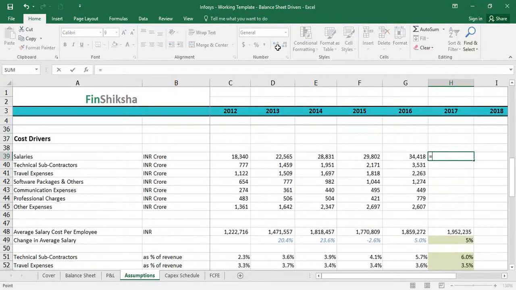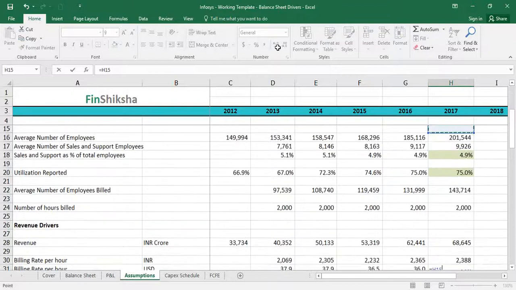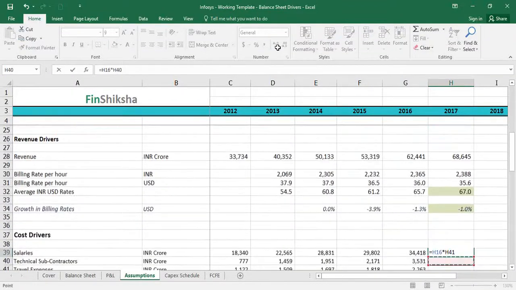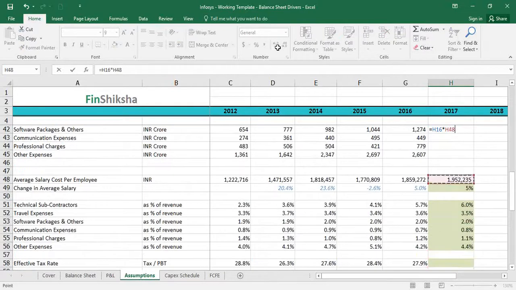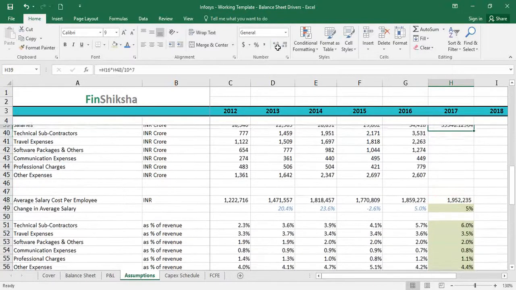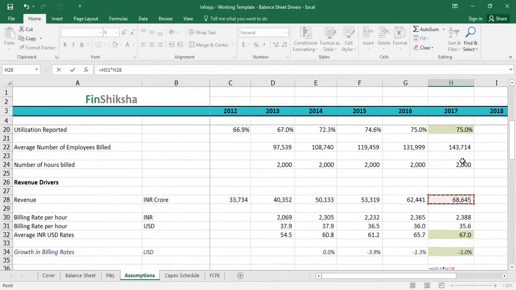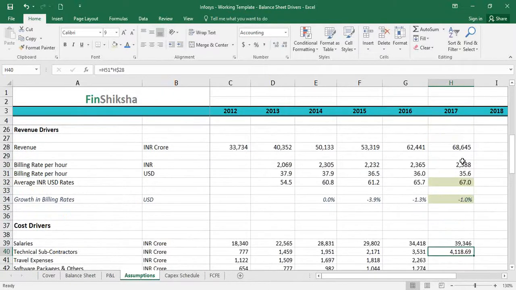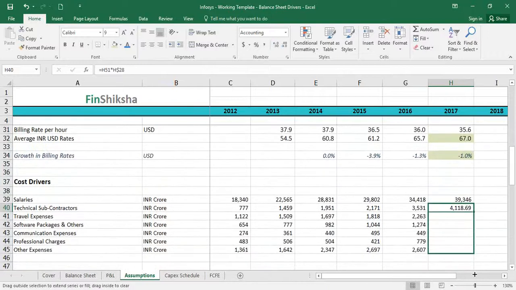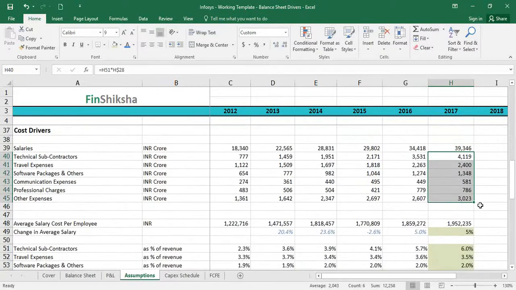Can I find salary cost? Number of employees on average during the year, that's 2 lakh employees, multiplied by average salary cost per employee, divided by 10 raised to 7. That's my salary cost for the year. Everything else is 6% or a percentage of the revenue of that year, and the revenue number is here, right? And that's all we need to do. Multiply each of these percentages we just assumed with the revenue for the year, and those are all my cost headers available. That basically projects all the costs.